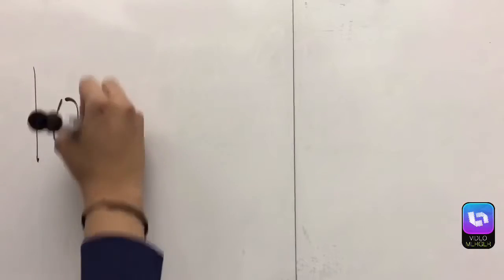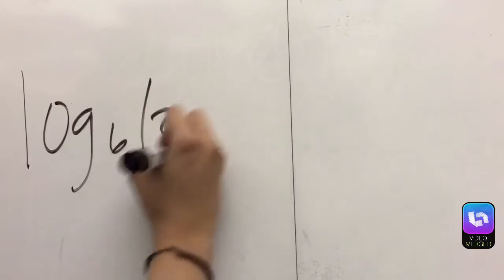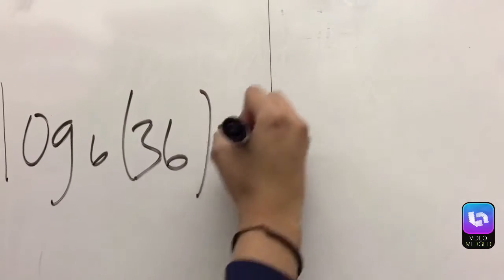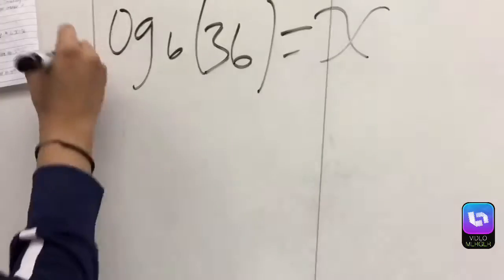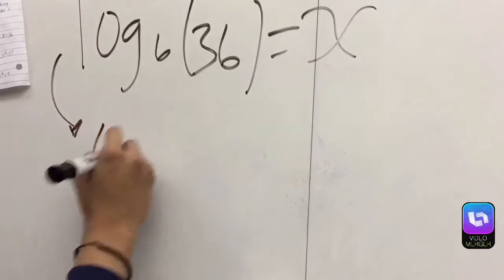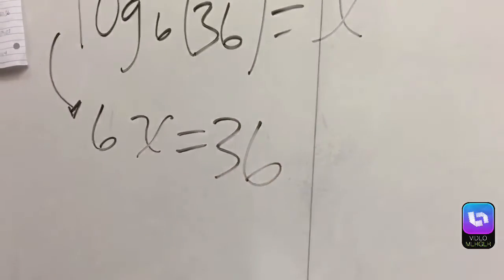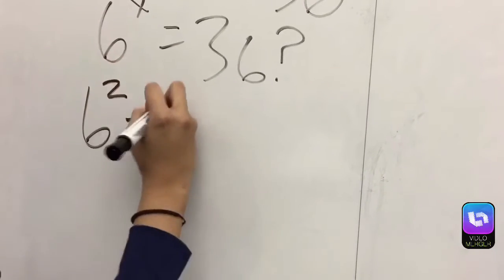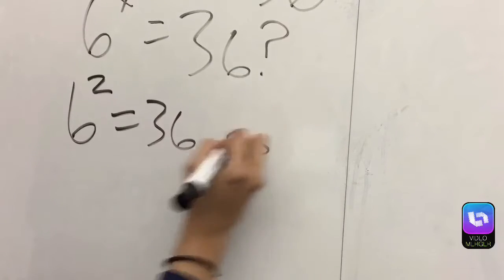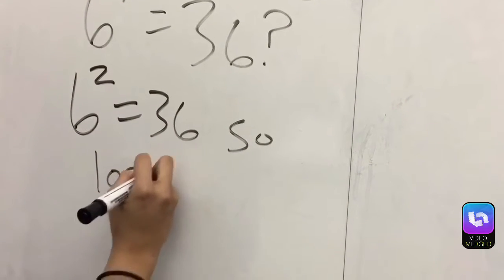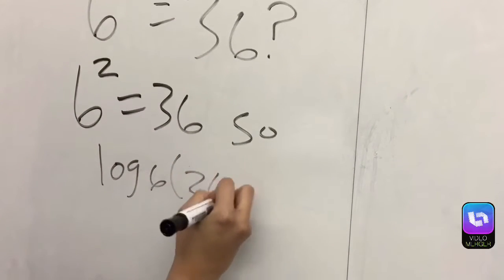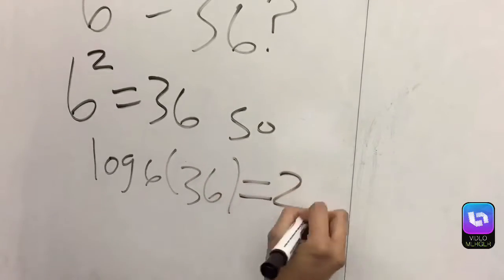Let's do one example. Log base 6 of 36 equals x. Now think of it as 6 to what power is 36? 6 to the 2nd power equals 36. So log base 6 of 36 equals 2.